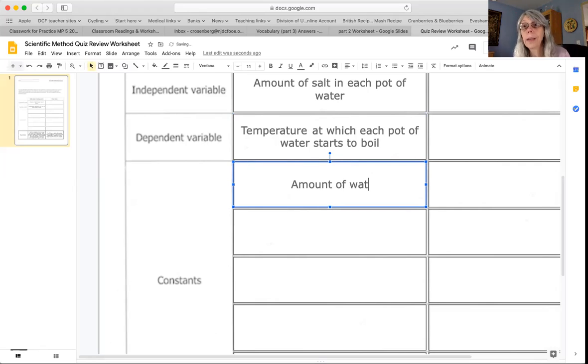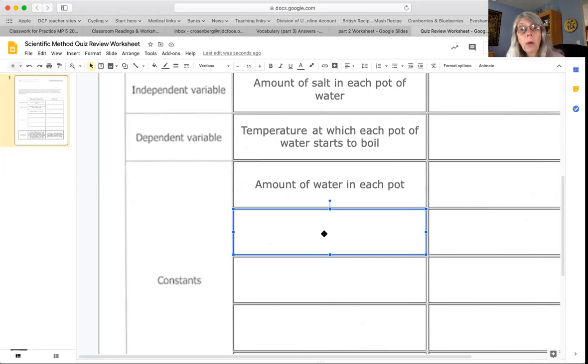Otherwise, the salt is not the only thing affecting this boiling point. It has to be the same. That means it's a constant. The amount of water in each pot has to be the same. All right, and we looked at those temperatures.